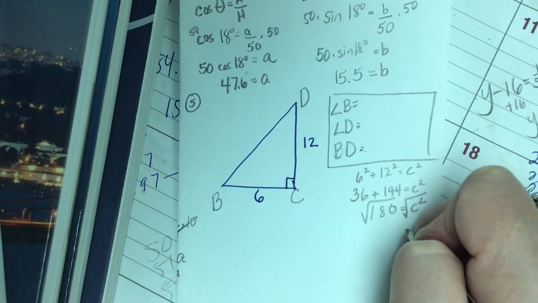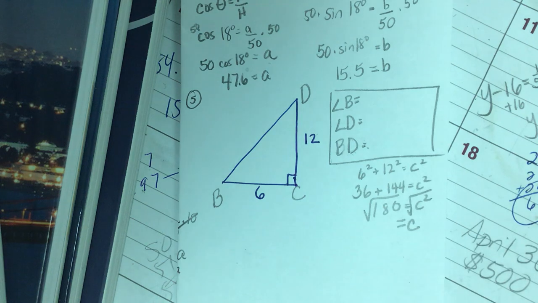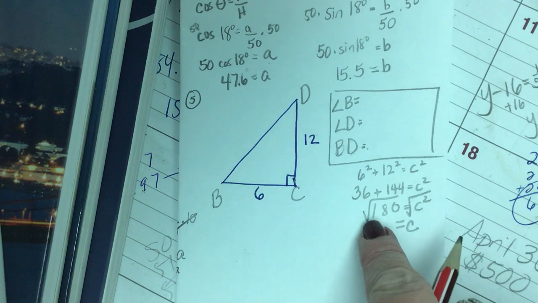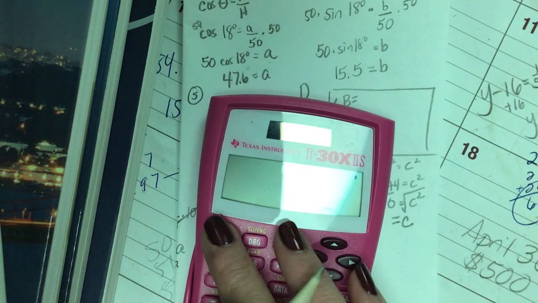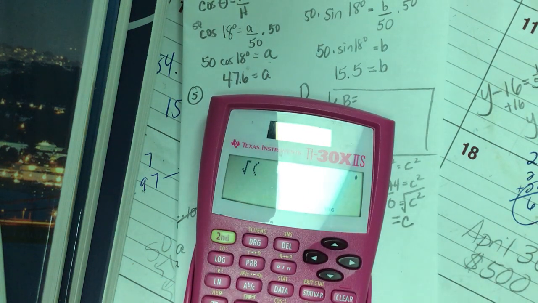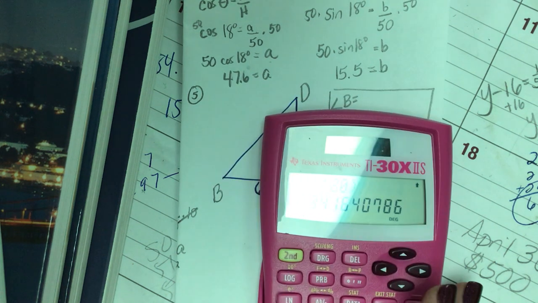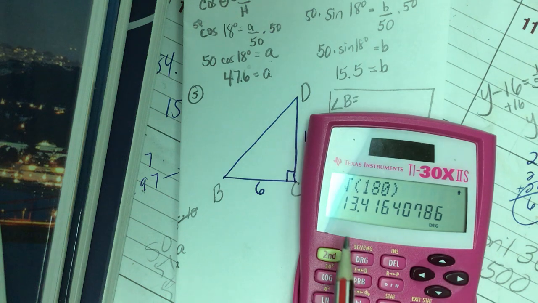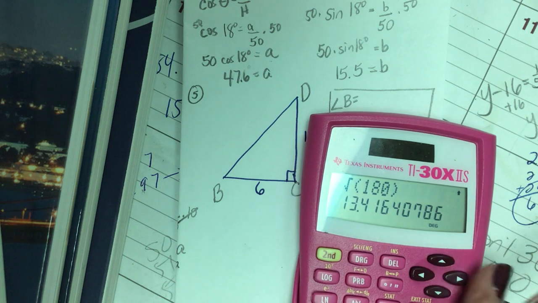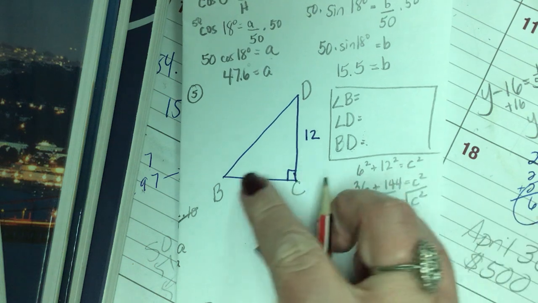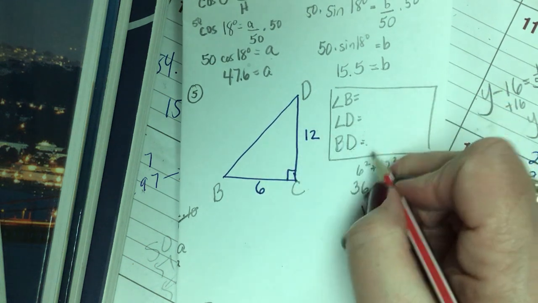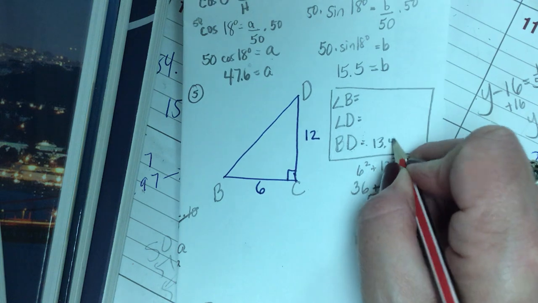Take the square root. Since it says to round to the nearest tenth, I grab a calculator. Otherwise, I would write down the factors and simplify that. I don't want a decimal unless it asks for a decimal. So the square root of 180, rounded to the nearest tenth, is 13.4. So side BD is 13.4.